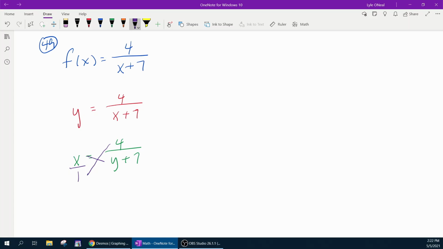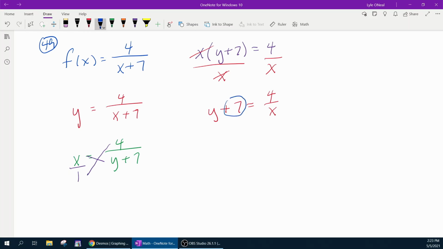So if I cross multiply, that's going to give me x times y plus 7 equals 4 times 1, which is 4. And then you've got a choice to make. You can either distribute the x, or you can divide by x. And I'm going to choose to divide by x. That's going to get rid of the x's, and with nothing to distribute, I no longer need the parentheses. So now I've got y plus 7 equals 4 over x, and now I can finish the job by simply moving the 7 over, makes it minus 7, and I've got the y isolated.